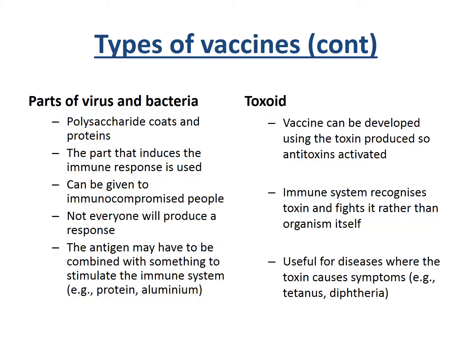A toxoid vaccine is different again. So this is about a bacteria or virus that produces a toxin. So the vaccine can be developed using the toxin to induce antitoxins. And the most common one we do for this one is tetanus. So the immune system doesn't recognise the tetanus bacteria, it recognises the tetanus toxin and fights it rather than the organism itself. And these are really good for diseases where the toxin causes the symptoms, tetanus, diphtheria.